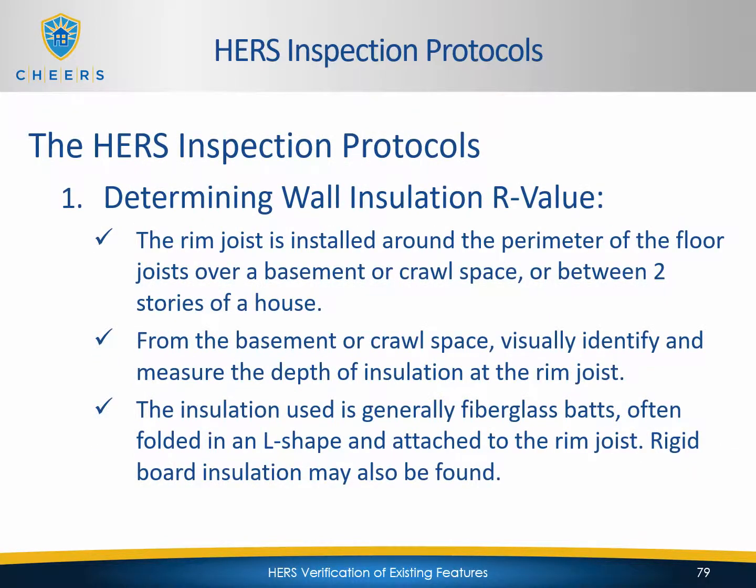The rim joist is installed around the perimeter of the floor joist over a basement or crawl space or between two stories of a house. From the basement or crawl space, you want to visually identify and measure the depth of insulation at the rim joist. The insulation used is generally fiberglass batts, often folded in an L shape and attached to the rim joist. Rigid board insulation may also be found.